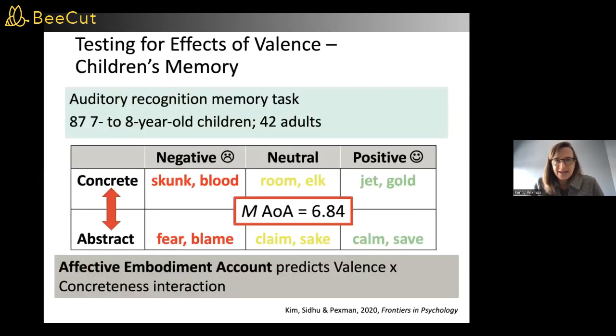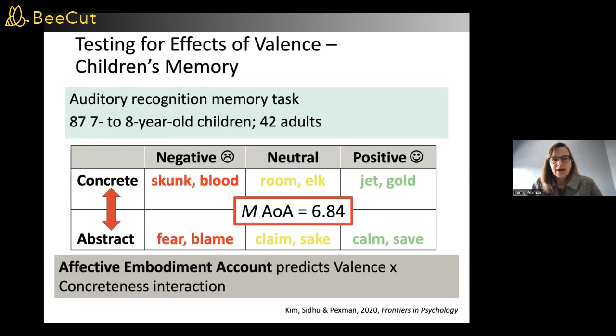So what we did is we gave children a lot of words. We presented them auditorily to children who came into the lab. We presented the words to them, and then they did a short distractor task, and then we tested their memory with a recognition memory test. So we had 87 children aged 7 to 8, and we also had a group of adults.